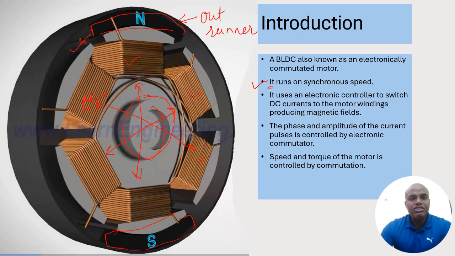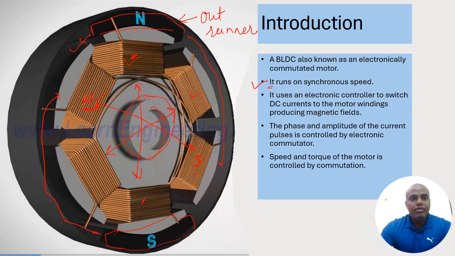So my rotor will try to align. If let's say this is the N pole over here, this S pole will get attracted towards this, and my rotor will start rotating in the clockwise direction. Similarly, if this is the S pole, then this pole will get attracted towards it. So very obviously my rotor, which is surrounding my stator windings, will rotate in the clockwise direction.